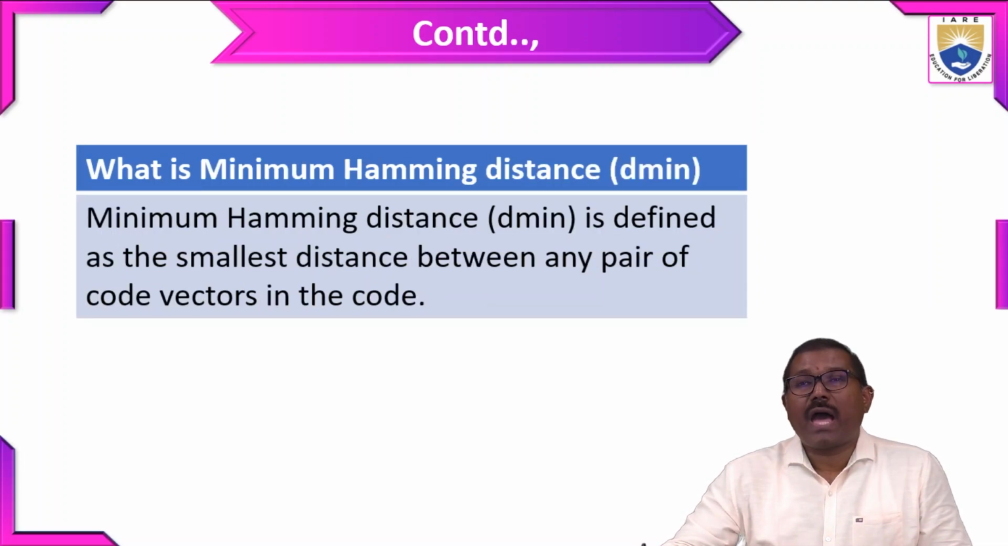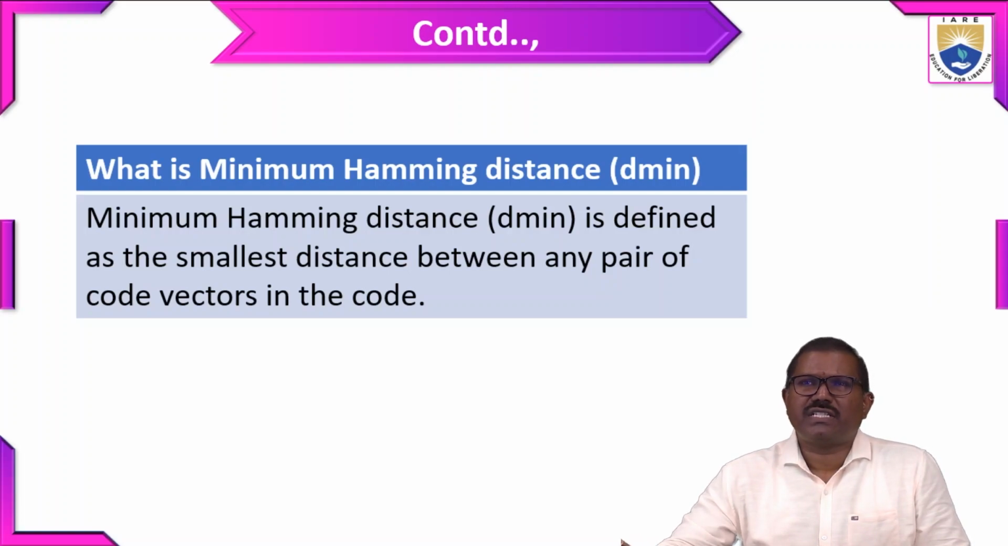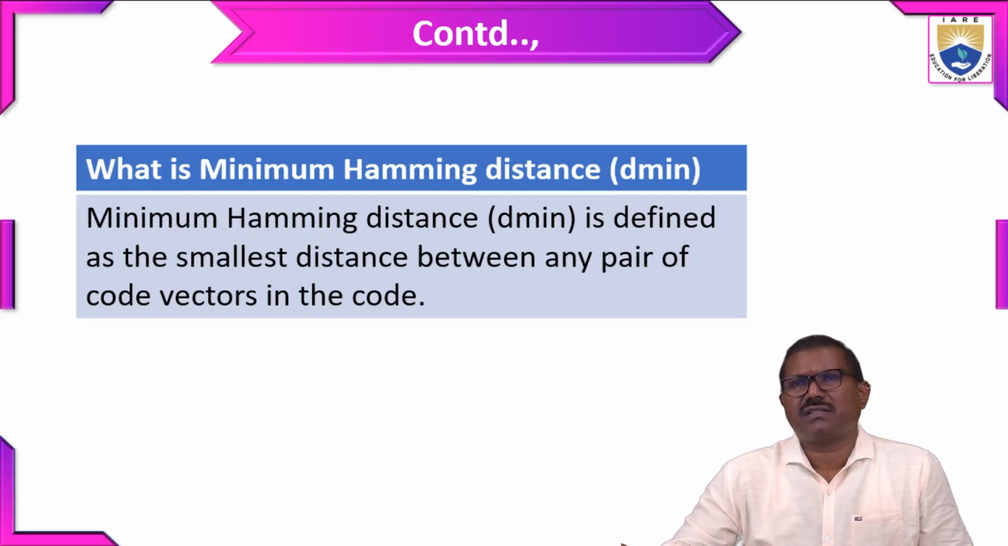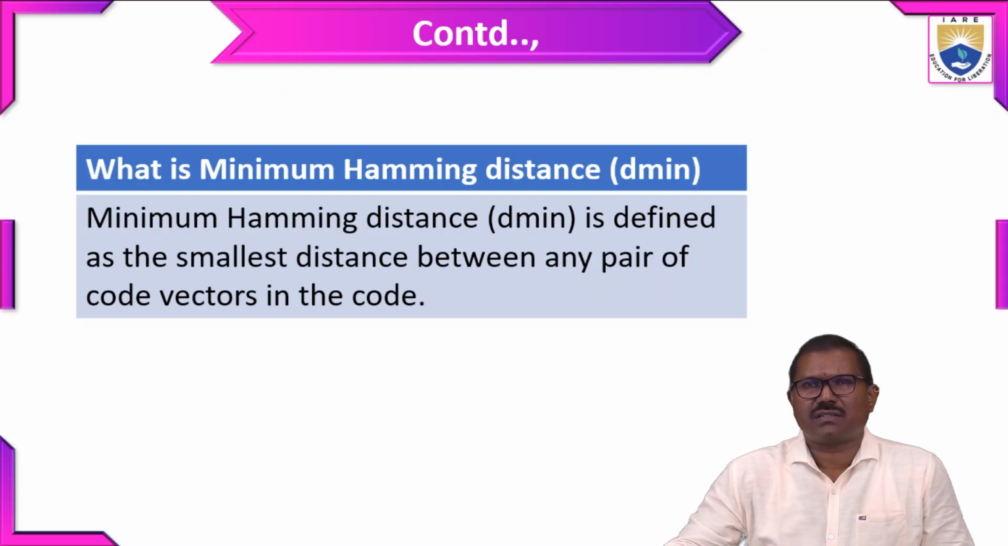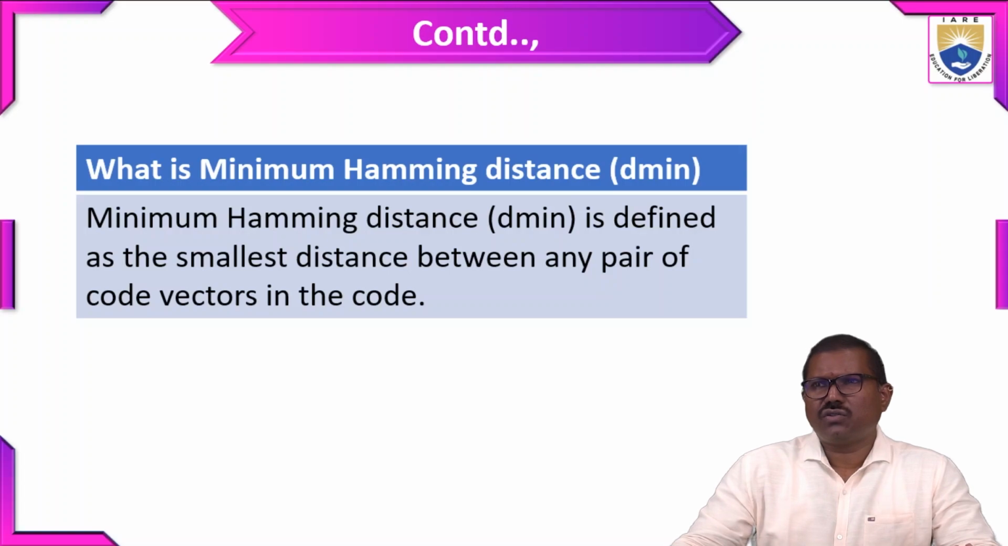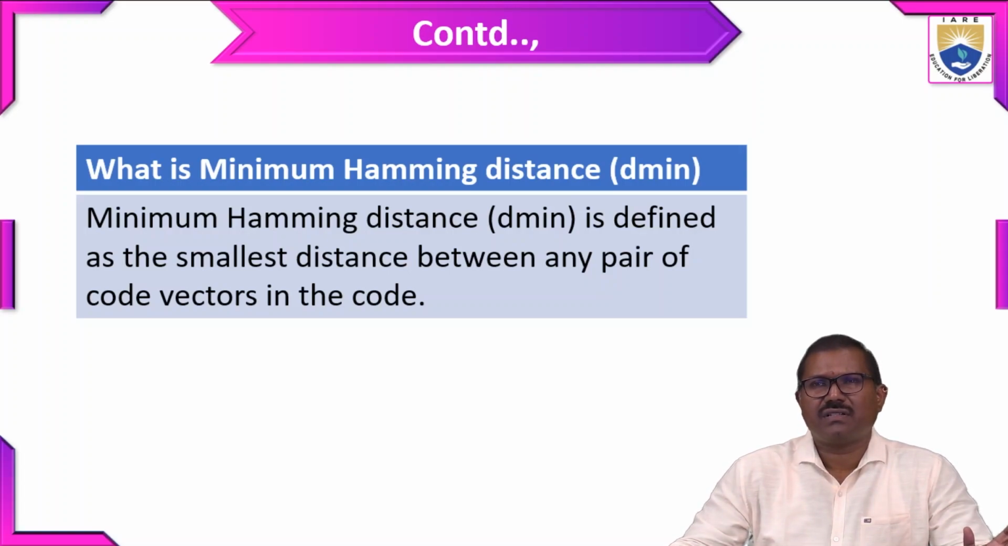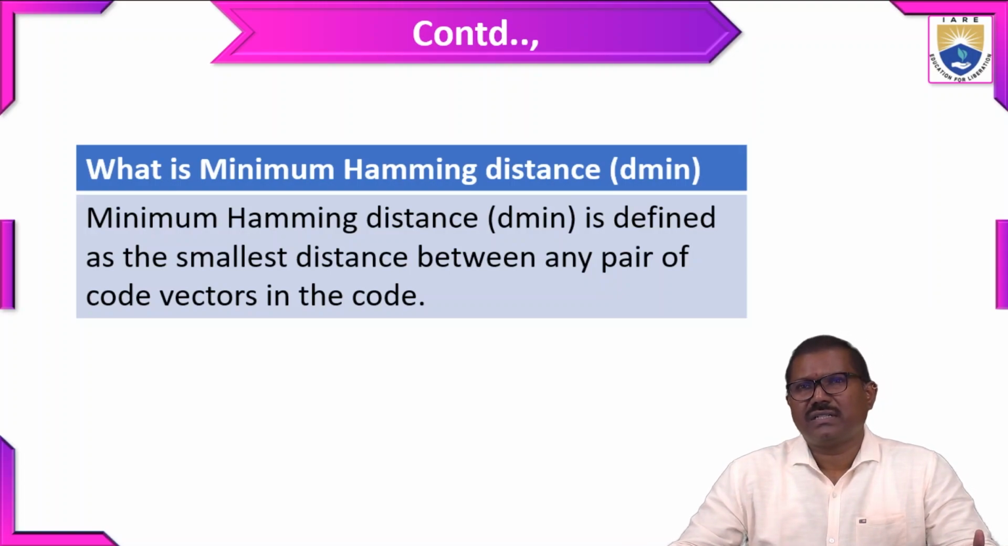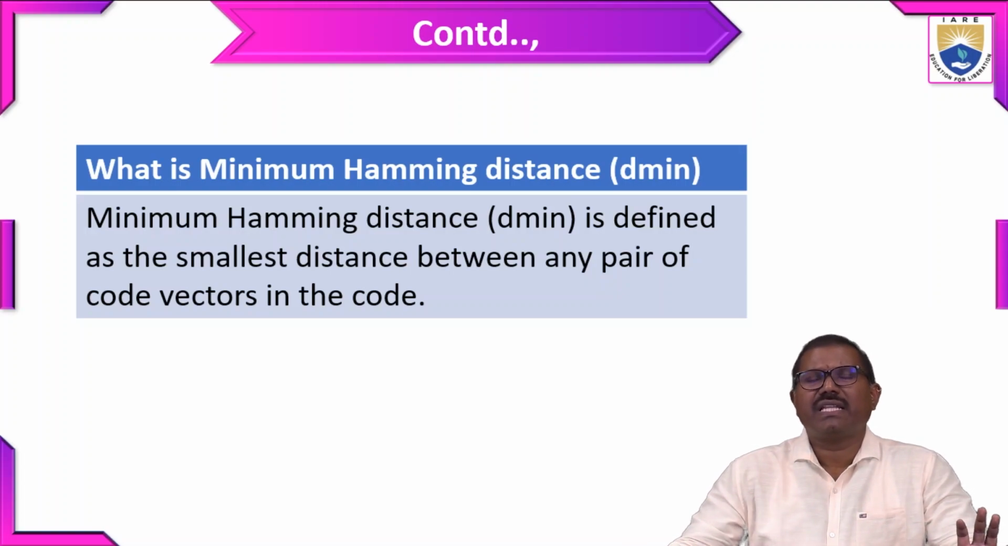What is the minimum Hamming distance? Minimum Hamming distance is defined as the smallest distance between any pair of code vectors in the code. So previously we calculated how many variations. So for example, one code having 5 variations and another having 3 variations. So we consider the smallest variation, the smallest distance between any pair of code vectors we are going to consider.